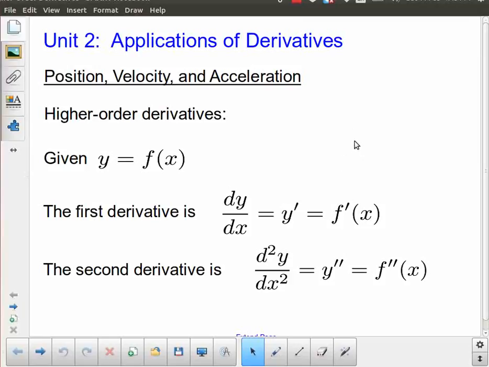But we're going to be looking at them from the view of calculus and the idea of rate of change. So first of all, let's forget about any particular quantities and just take a look at this idea of higher order derivatives.